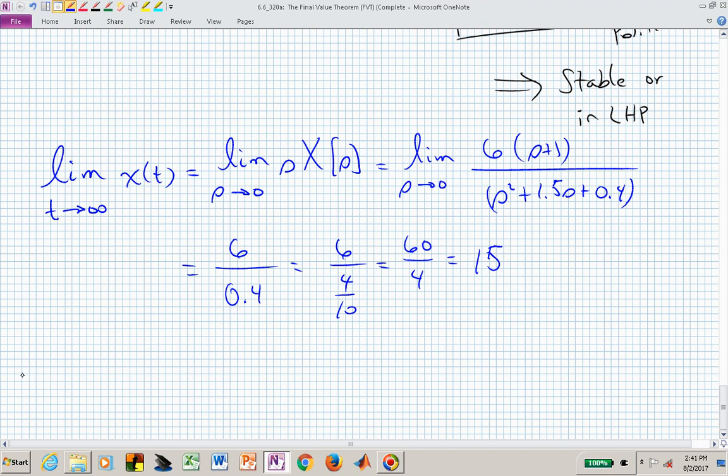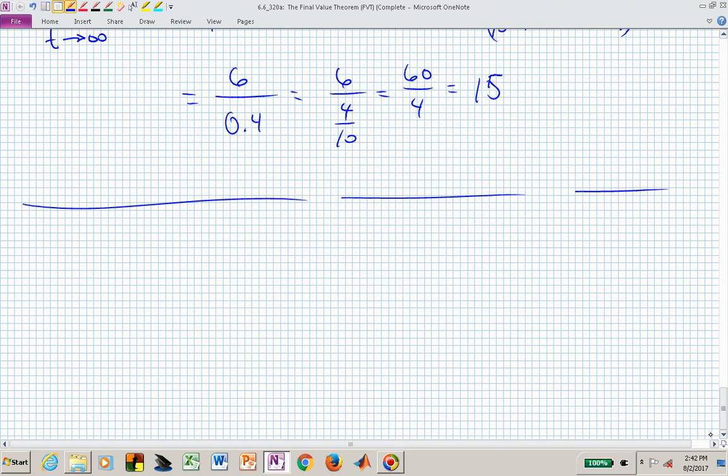And that was determined without finding the exact expression for x of t as a function of time. We just had to use the final value theorem and the fact that s x of s had all of its poles in the left half plane. Let's look at another example.